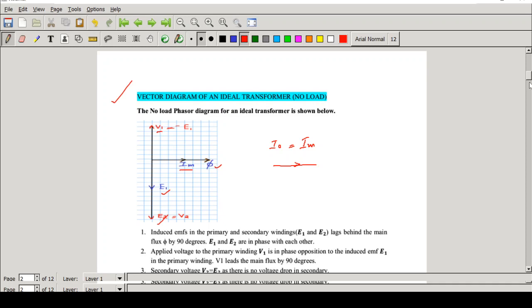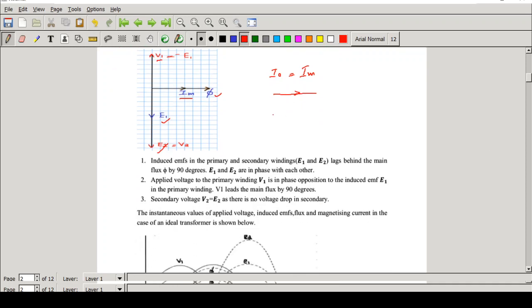And here you can see another expression which I have written, that is E2 is equal to V2. What is the reason for that? Because this is an ideal transformer, so there is no voltage drop. So if there is no voltage drop, whatever EMF is induced in the secondary, it will be available to the load. Hope this is clear.